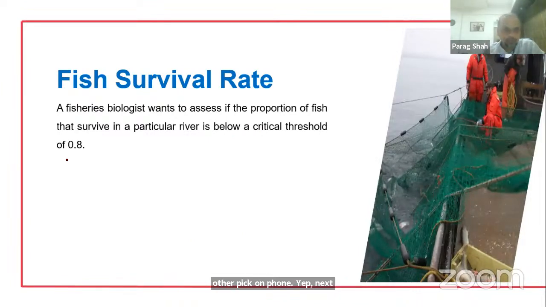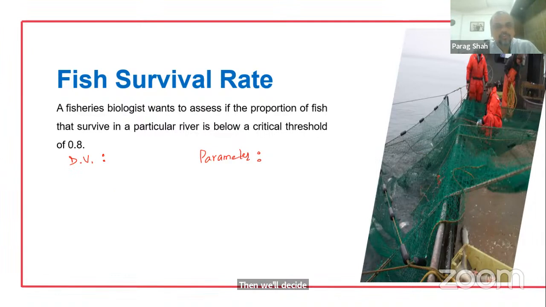I want this question. Decision variable, parameter, then we'll decide null and alternate. Which is the decision variable?